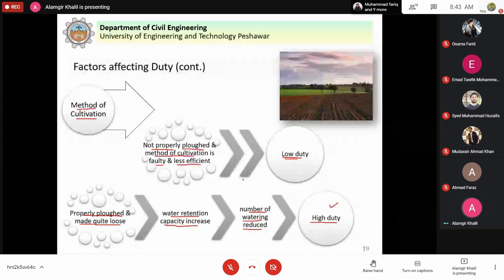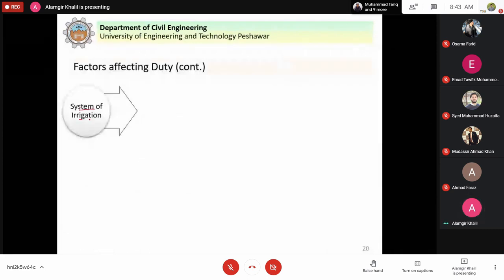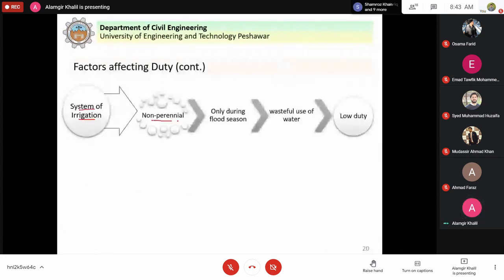System of irrigation. Non-perennial. Perennial means that the water is continuously flowing. So non-perennial means that water is not continuously flowing. Only during flood season the water is available. Wasteful use of water that can result into low duty.